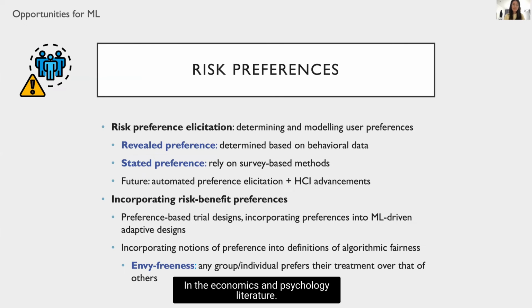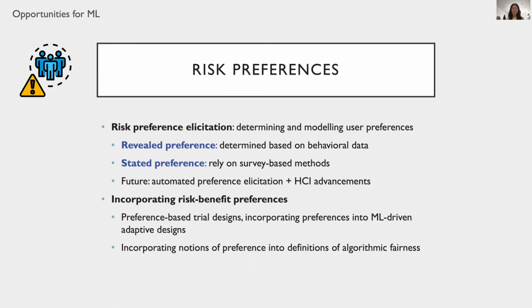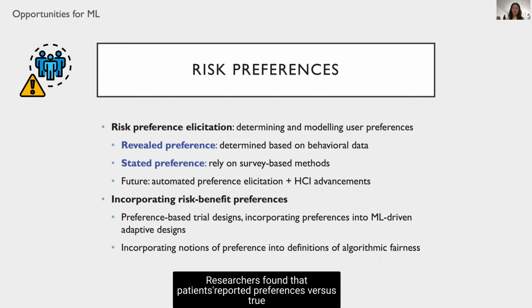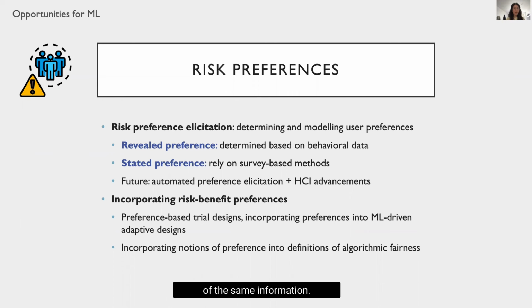In the economics and psychology literature, preference elicitation is used to measure and evaluate the attitude of individuals regarding risk. Revealed preference methods rely on behavioral data, and stated preference methods are survey-based and are more common for elicitation of health risk preferences. Researchers found that patients' reported preferences versus true preferences of treatment options can be affected by elicitation methodology, such as different framing of the same information.